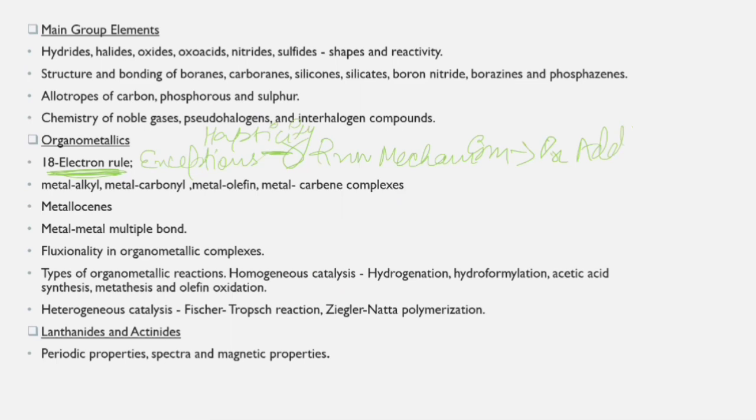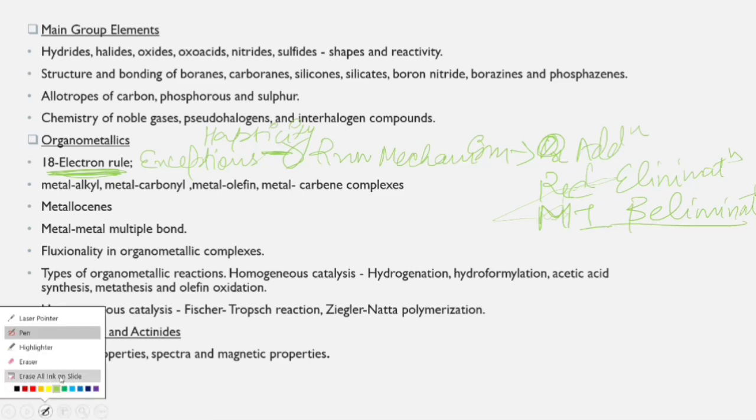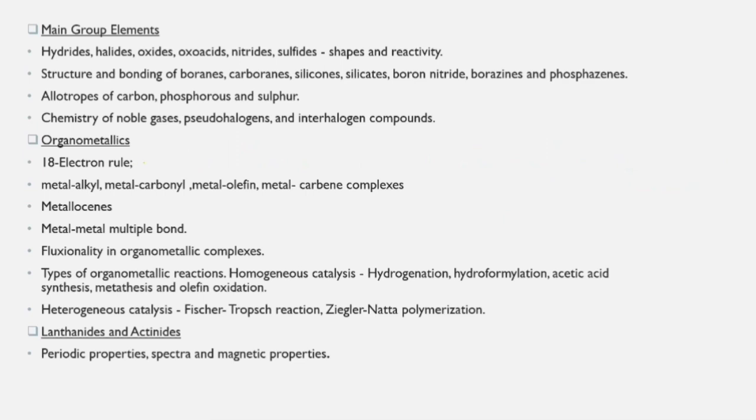oxidative addition and reductive elimination. Then the third one is migratory insertion. First is oxidative addition, reductive elimination, migratory insertion, and last is beta elimination. So you get many questions regarding this. And if you don't do these reaction mechanisms, then it will be very difficult for you to understand the further coordination chemistry. So these reaction mechanisms and exceptions of the 18 electron rule, which are not mentioned, are also important.